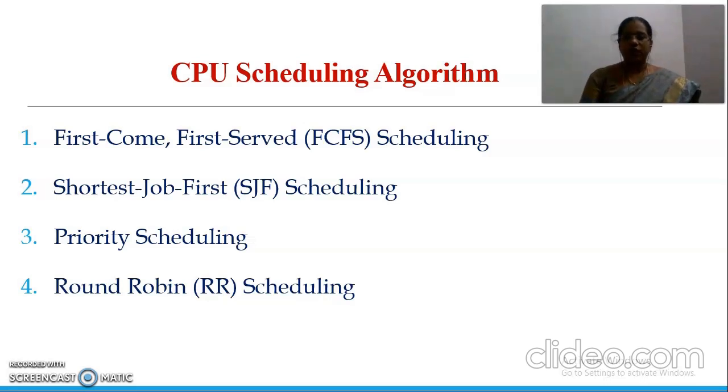The first is the first come first served scheduling. In short, we call it the FCFS scheduling algorithm. The second one is the shortest job first scheduling algorithm. The third one is the priority scheduling, and the fourth one is the round robin scheduling. We will be seeing them one by one.